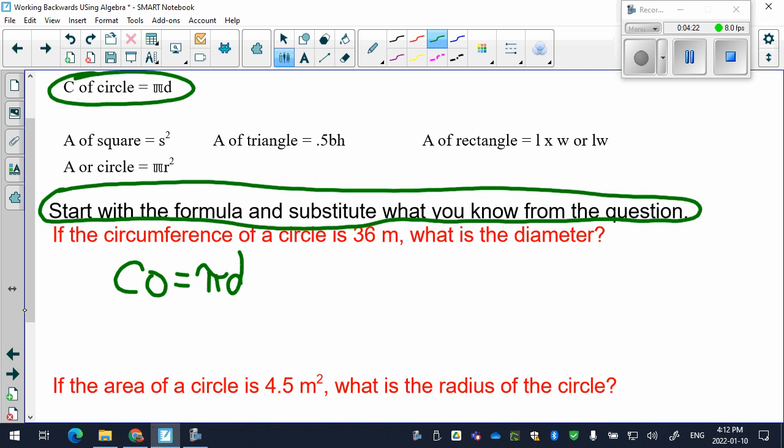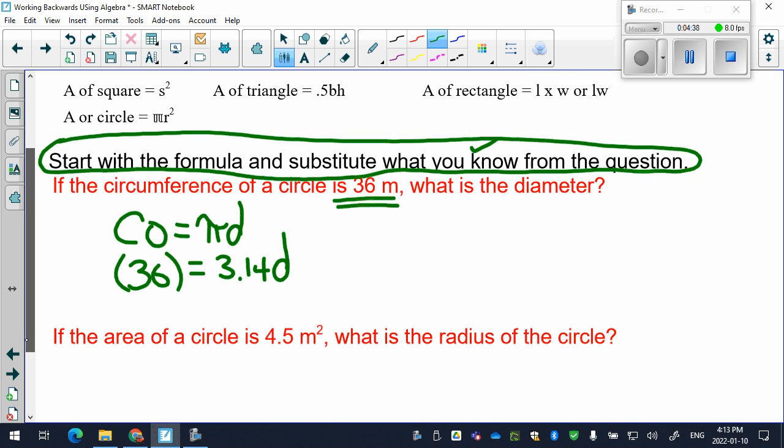Then the next step is put in what you know. It says that the circumference is 36, so I'll put that there, and it equals pi d. Pi is always 3.14 times the diameter.